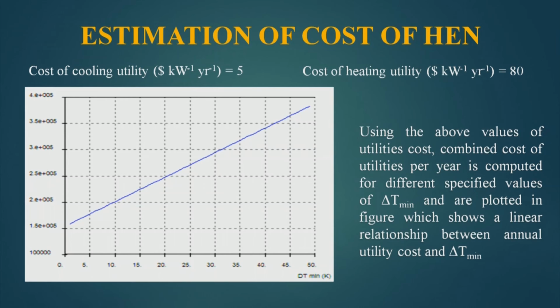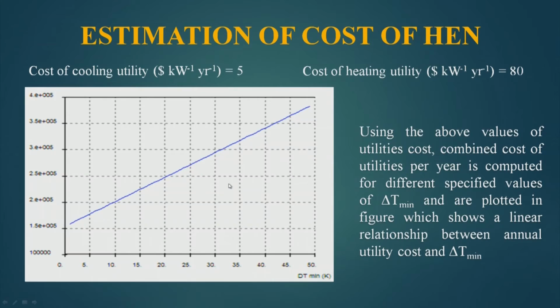This was expected, because the relationship between delta T minimum and the amount of utility was a straight line, and we are already multiplying it with a factor. So, the relationship remains the same. So, we are getting a straight line relationship between the cost of utility and the delta T minimum.